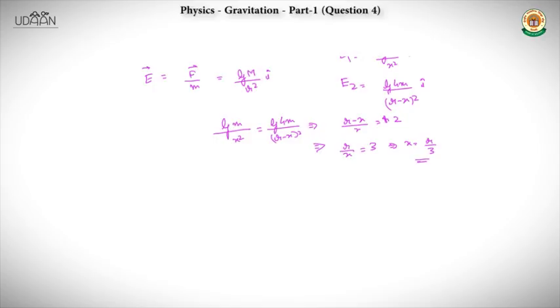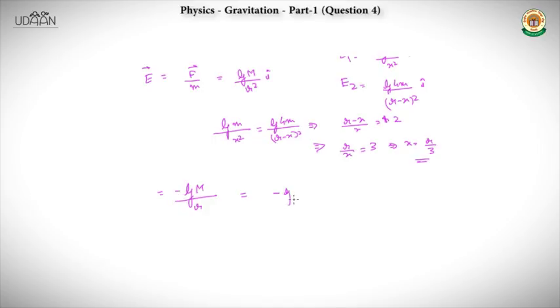Now we just have to find the gravitational potential. The gravitational potential is equivalent to minus GM upon r, where r is the distance from the center of the shell, and this is a scalar quantity. So the sign is important, this denotes that the energy is negative, the potential is negative.